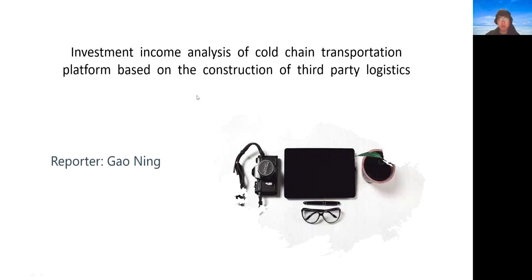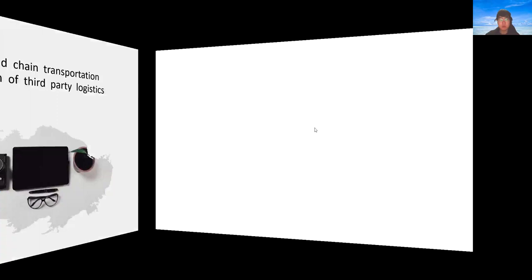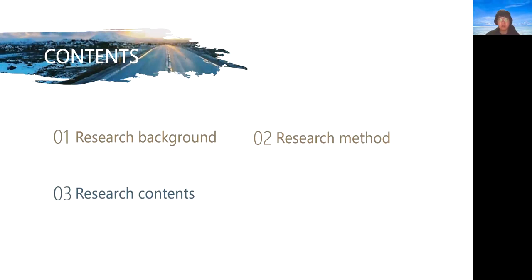The title of the paper I report this time is Investment Income Analysis of Cold Chain Transportation Platform based on the construction of third-party logistics. The content of this report is divided into four parts. The first is research background. The second is the research method. The third is research contents and simulation. The last is conclusion.